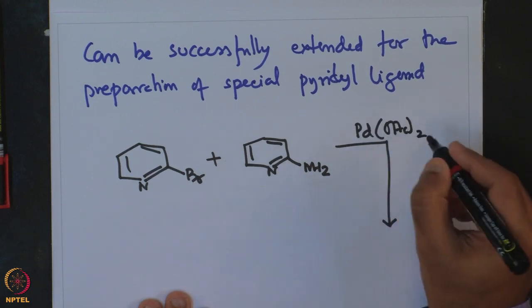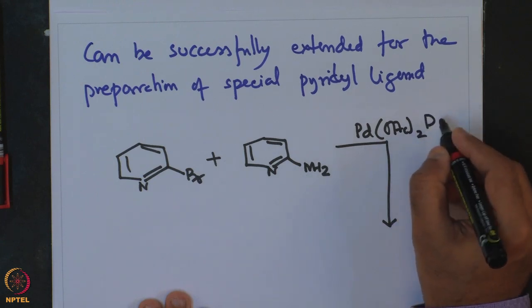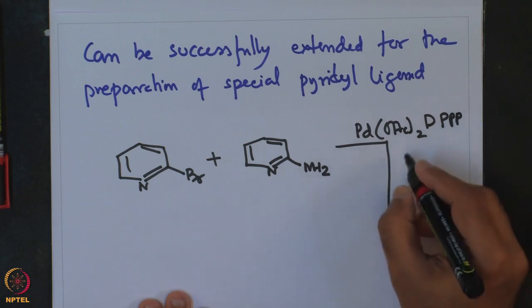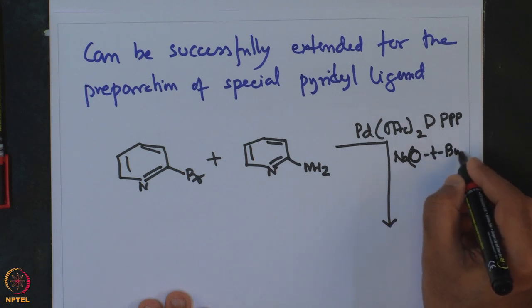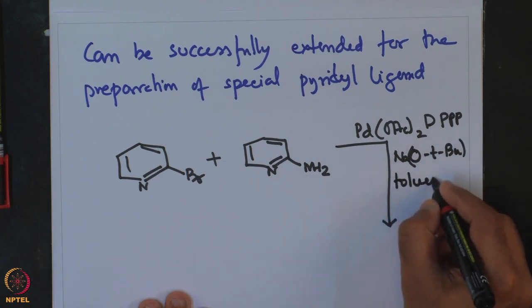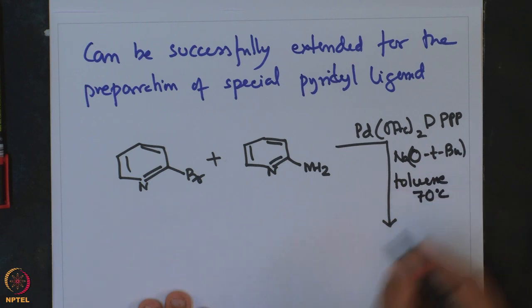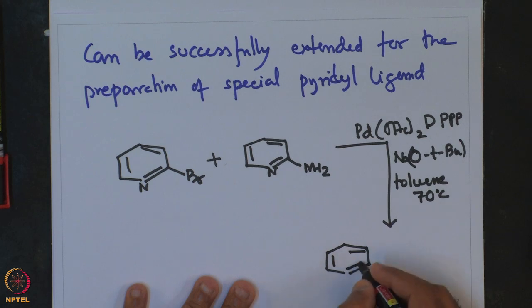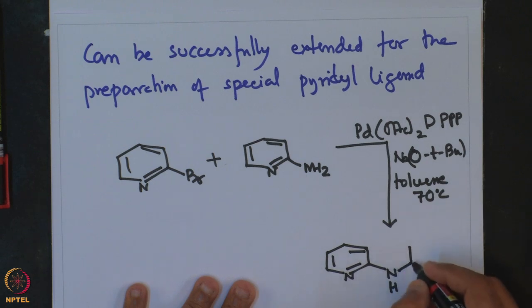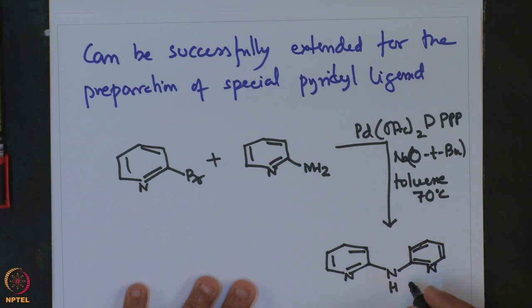Pd(OAc)2 in presence of DPPP ligand, sodium tert-butoxide, toluene, 70 degree centigrade, to give this ligand, NH pyridine, in 87 percent yield.